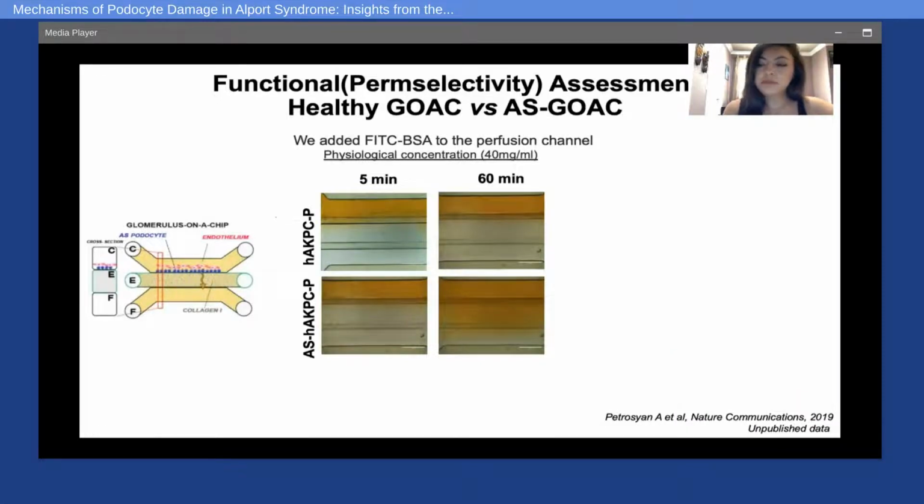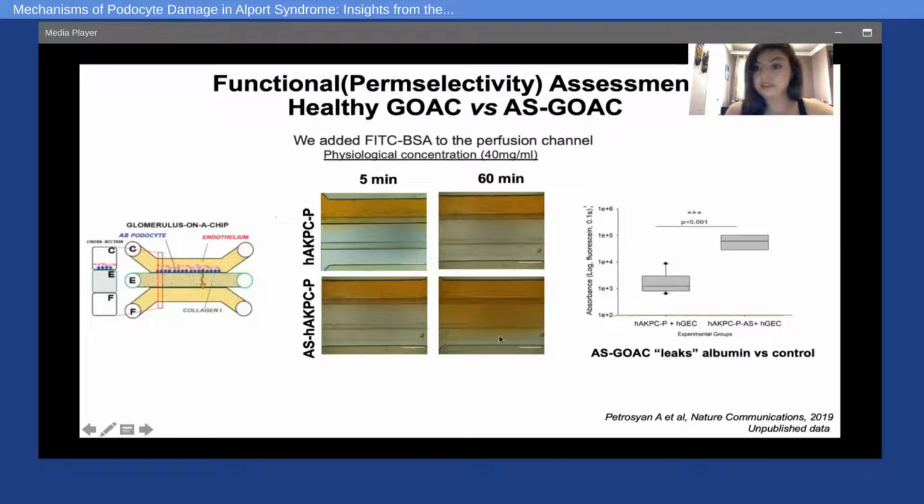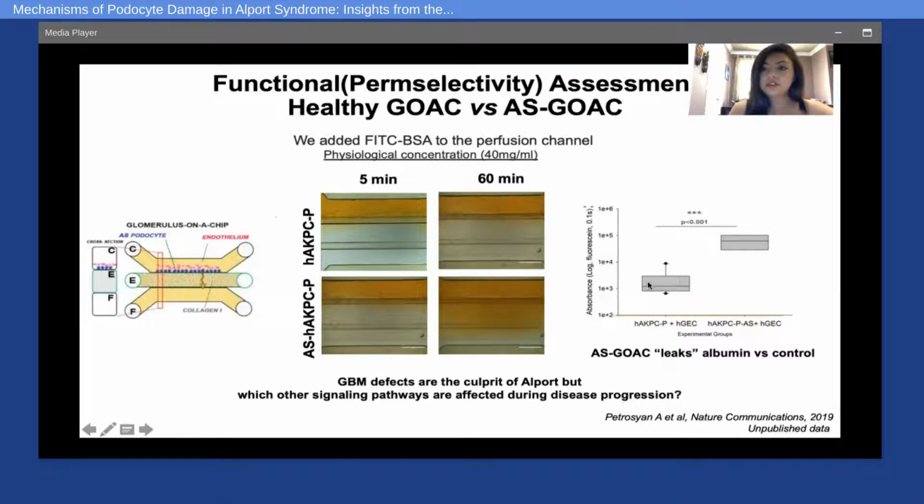So since we've created the chips and they seem to mimic what is occurring in vivo in patients, what about their filtration? Could we do a functional assessment on them? So we've added FITC conjugated BSA in the physiological concentration of 40 milligrams per ml in the chips that we've designed using Alport podocytes, and also podocytes that do not have Alport. And we see that after 5 minutes, the chips are not leaking, but after 60 minutes, the Alport podocytes begin to leak. And there is a significant leakage of albumin in the Alport podocytes compared to podocytes that are not Alport. So there seems to be a glomerular basement membrane defect, which is the culprit of Alport.